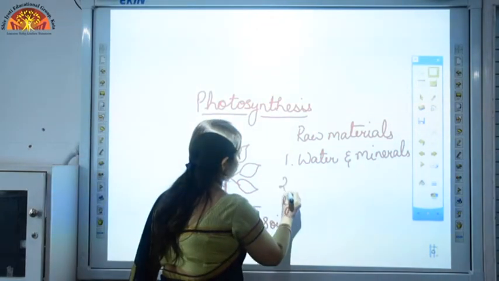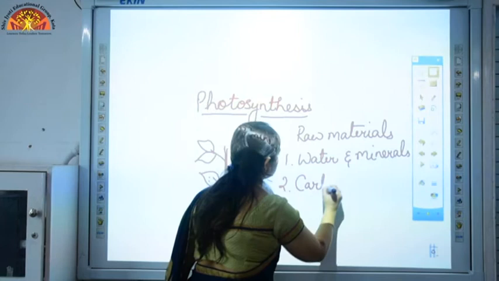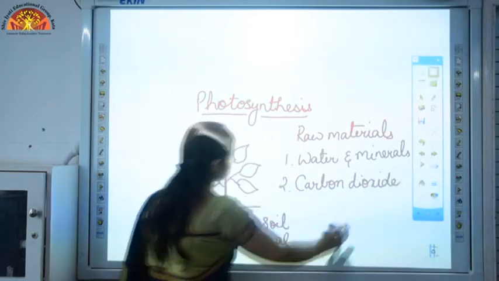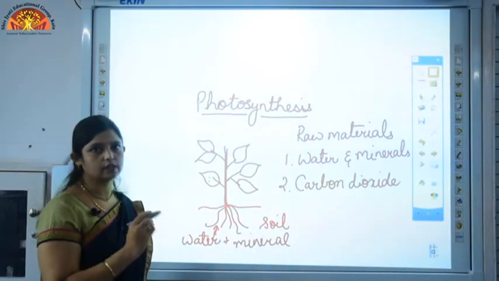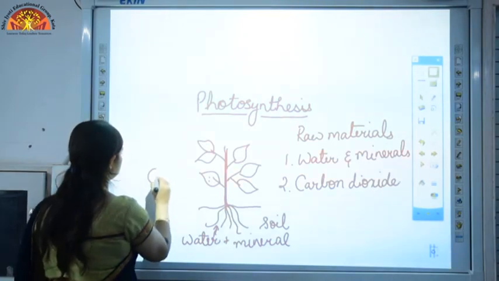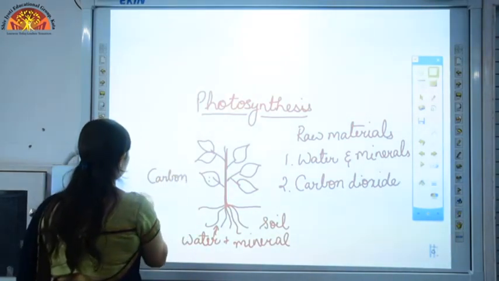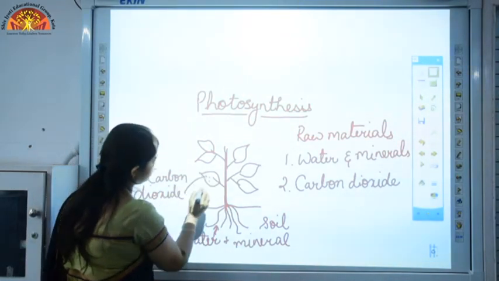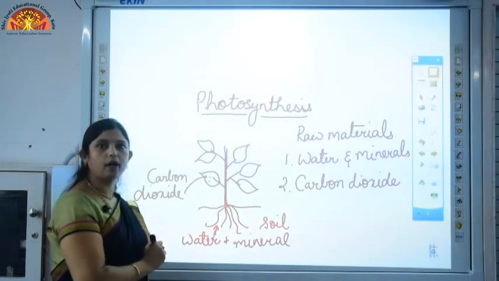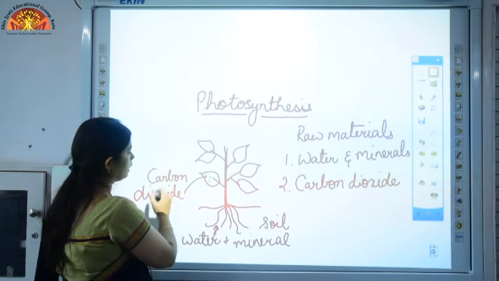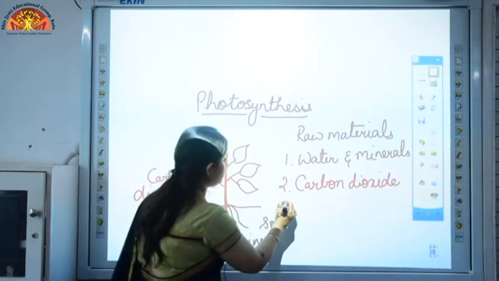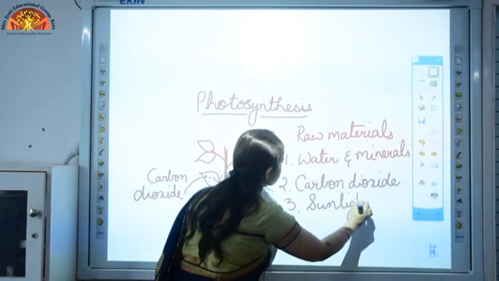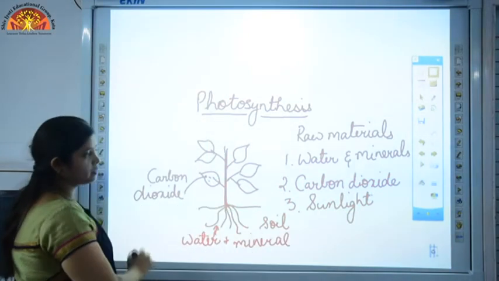Then the second raw material over here is carbon dioxide. This carbon dioxide is present in the air which is surrounding the plant. Plants take this carbon dioxide through the pores which are present in the leaves, which we call stomata. So in this way they get the second raw material. And the third thing which is required by plants for the process of photosynthesis is sunlight. So how do plants get sunlight?